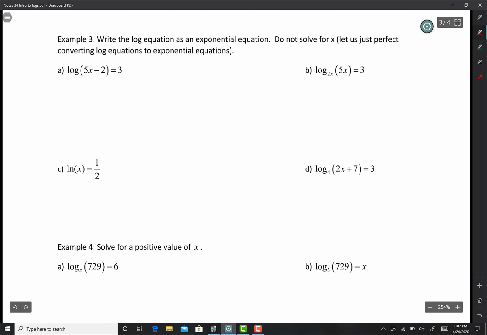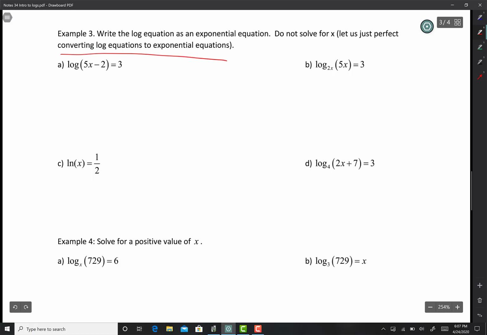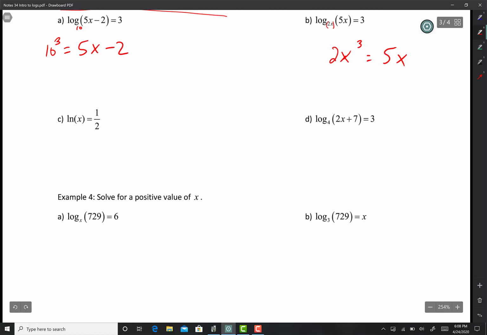All right, it says, write the log equation as an exponential equation. Do not solve for x. Let us just perfect converting log equations to exponentials. Okay, I have no base here. Well, it's not written, so that means it's base 10. You can put the 10 there if you want. So 10 to the power 3 equals 5x minus 2, and that's it. They don't want me to solve for x. Leave it alone. All right, here we go. For this one here, I have the 2x as my base. So I'm going to write 2x. Oh, the x is not a power. 2x to the power 3 equals 5x. All right.